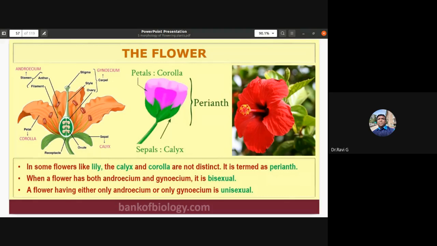ಸಂಪಿಗೆ ಹೂದಲ್ಲಿ ಪೆಟಲ್ಲು ಸೆಪಲ್ ಇರಲ್ಲ. Instead they are having tepals. A collection of tepals is called perianth. Okay, even in lily flower, it is going to be perianth.